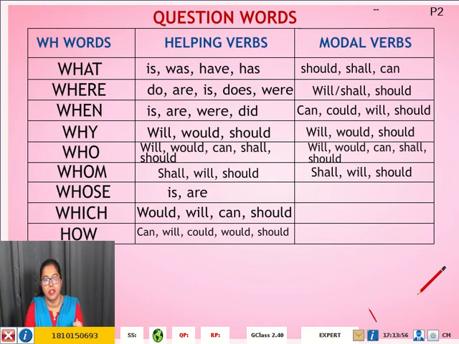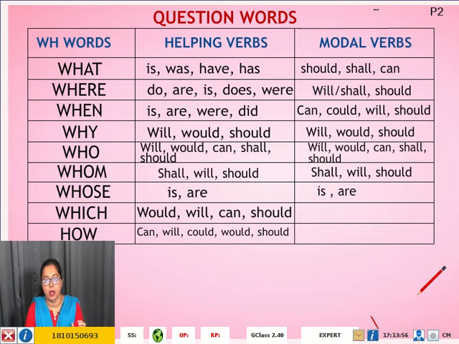Next, have a look at the WH word whom. With whom, what kind of modal verbs are we using? We are using shall, will, and should. Okay, the next WH word and modal verb, just have a look at the screen.